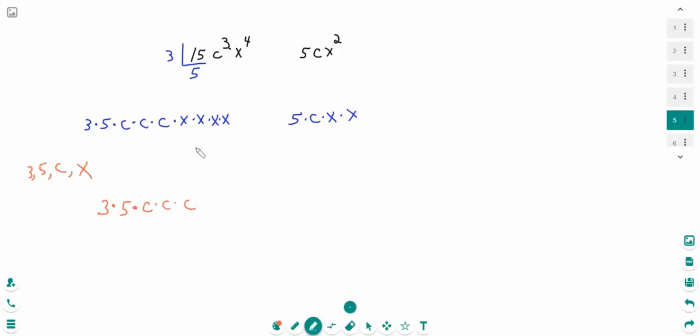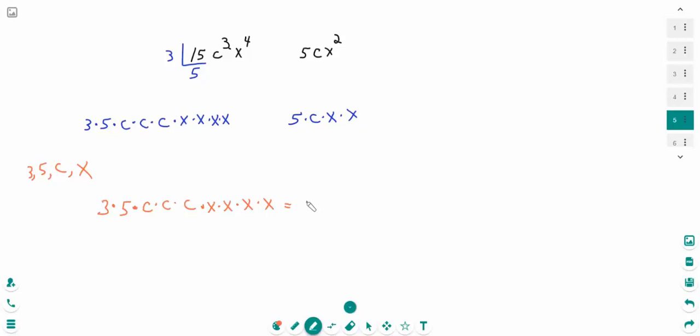All right. X's. The most X's we used was, again, in this first term. We used 4 of them. So we're going to use 4 X's here. Okay. And then we're done. We've now pulled out the greatest number that have been used in both terms for all of these factors. And we are now ready to multiply to find our greatest common multiple.